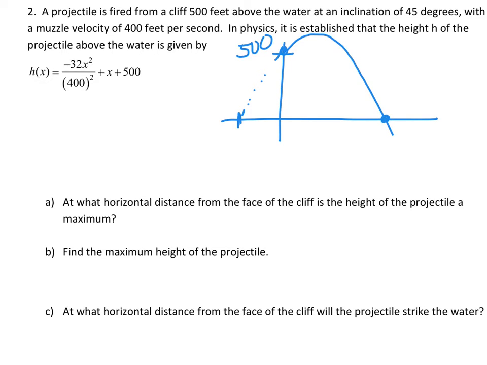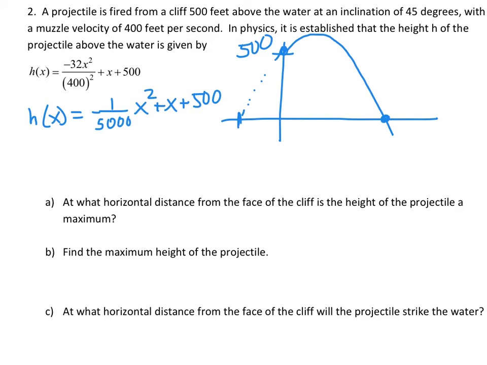Alright, now, if we're not going to graph it on the calculator to find mins and maxes, it's probably going to be best if we simplify this original height equation a little bit. So that negative 32 over 400 squared, I'm going to go ahead and simplify that with my calculator and get negative 1 over 5,000 x squared plus x plus 500. That's just going to make the negative b over 2a a lot easier.